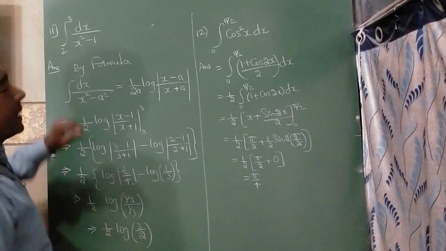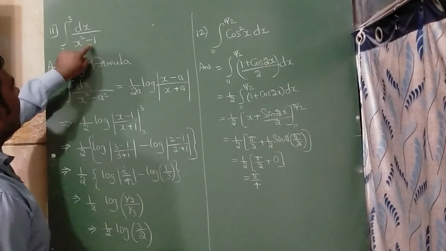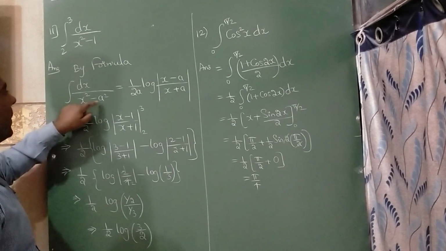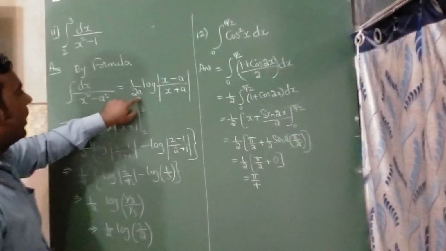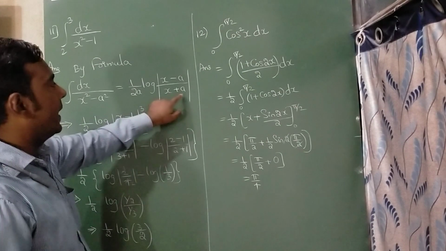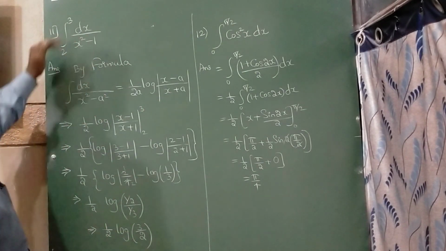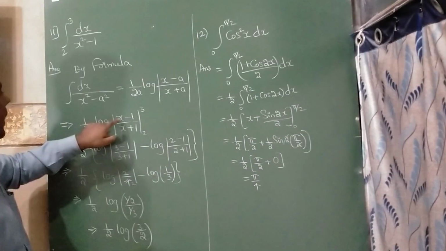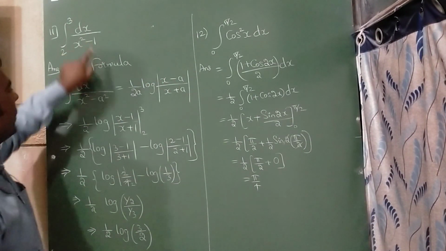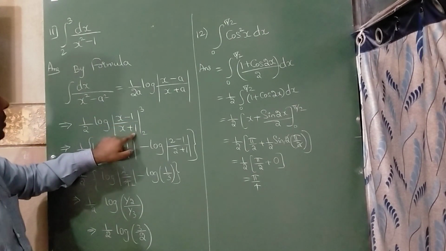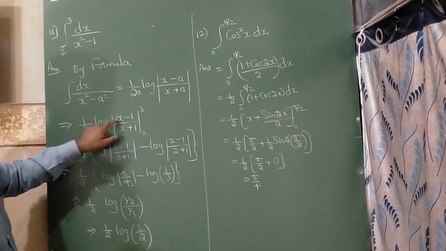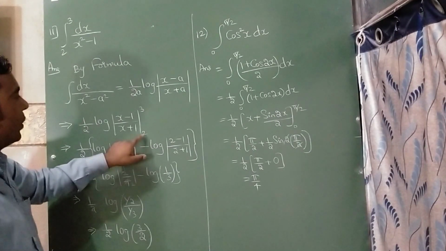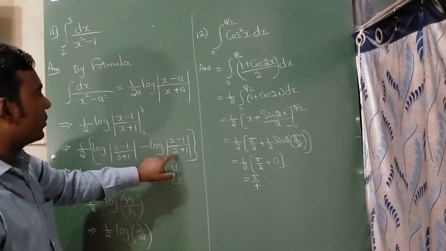So 11th question is integration of dx upon x square minus 1. So there is a formula for that. Integration of dx upon x square minus a square is equal to 1 upon 2a log x minus a divided by x plus a. Fine. I will apply this formula here. So 1 upon 2, a is 1, so I have written only 2. Log x minus 1, in place of a it is 1 here, divided by x plus 1. So the limits are from 2 to 3. So in place of x I am going to write 3. Okay, here also 3 minus lower limit is 2. So in place of x I am going to write 2 here.